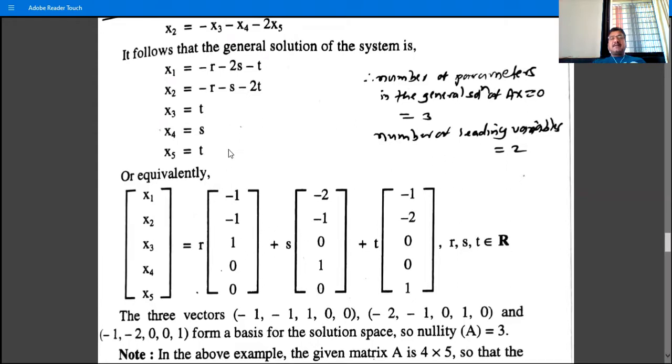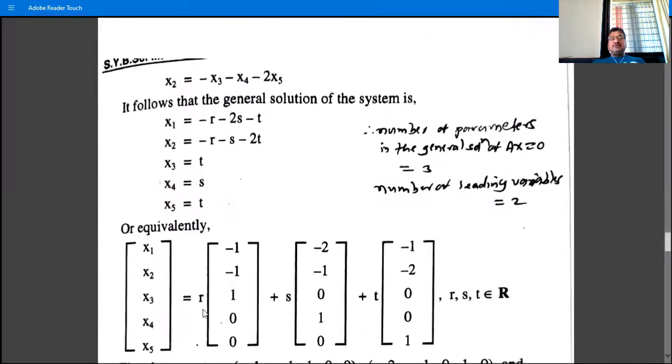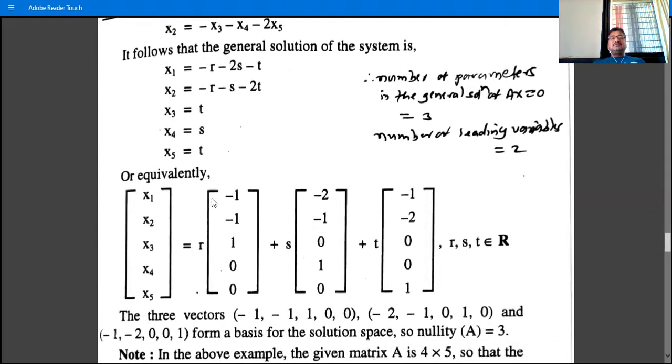Or we can find it by using this. Write this solution in the form of a matrix, and then write the coefficients of R, plus the coefficients of S, plus the coefficients of T. And what are the coefficients of R? Minus 1, minus 1, 0, 0, 0. So x3 is R, x4 is S, x5 is T. So for R the vector is minus 1, 1, 1, 0. Then the coefficients of S: minus 2, minus 1, 0, 1, 0. And then the coefficients of T: minus 1, minus 2, 0, 0, 1.